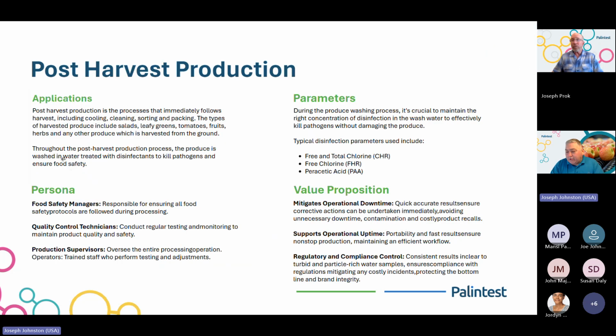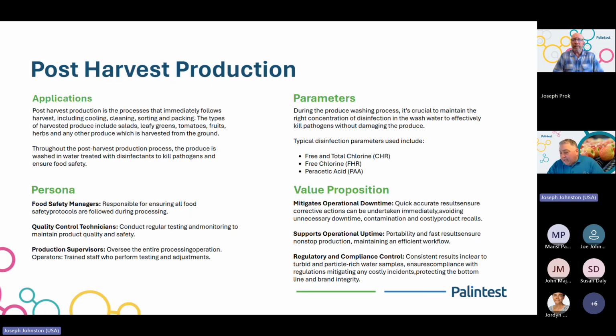Okay, so on post-harvest production, on the application side, again, the types of post-harvest harvested produce include the salads, leafy greens, tomatoes, fruits, all of that, which Joe had said. And the produce is washed and treated with a disinfection to kill those pathogens to ensure food safety. The value proposition for Chemio versus other traditional methods includes that the Chemio mitigates operational downtime, it increases operations uptime, and of course supports that regulatory compliance control that we had talked about.